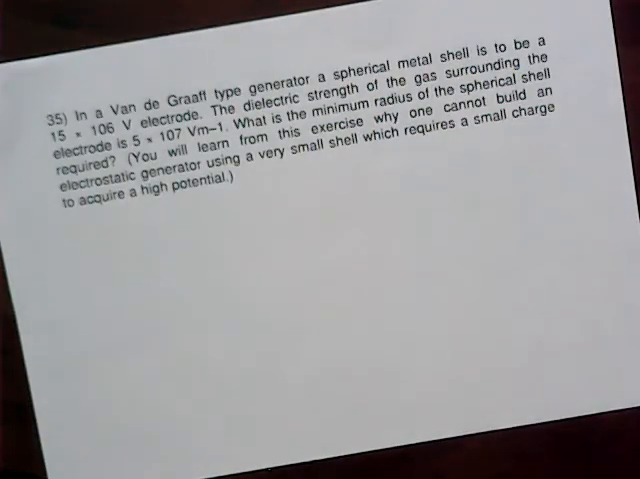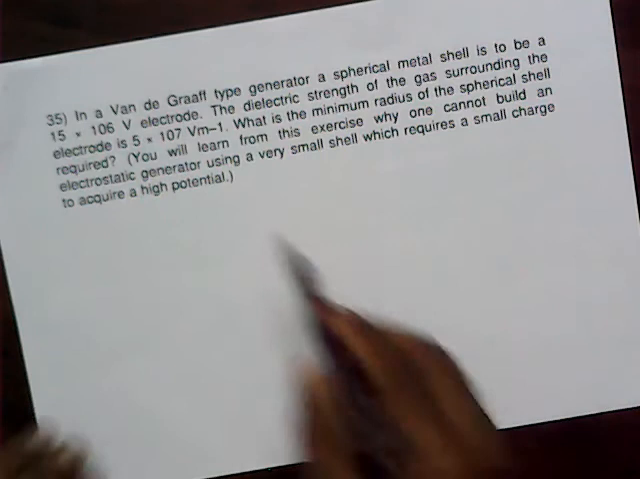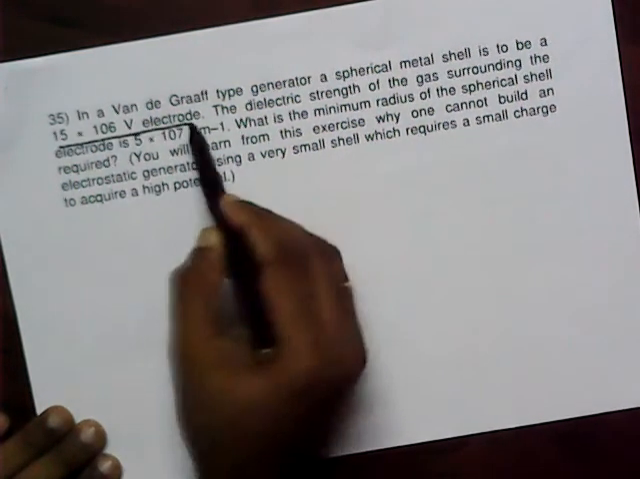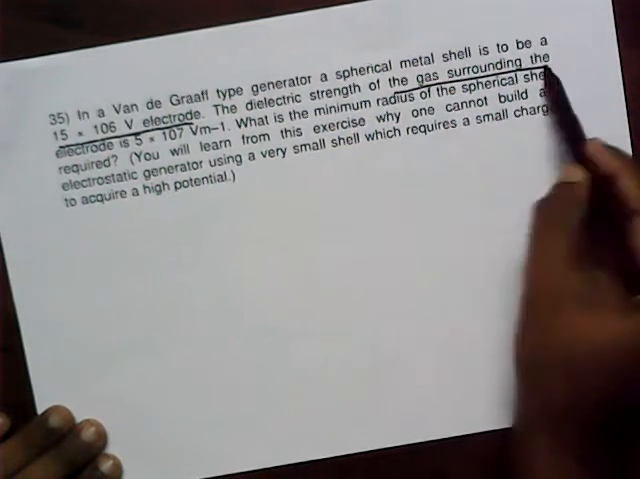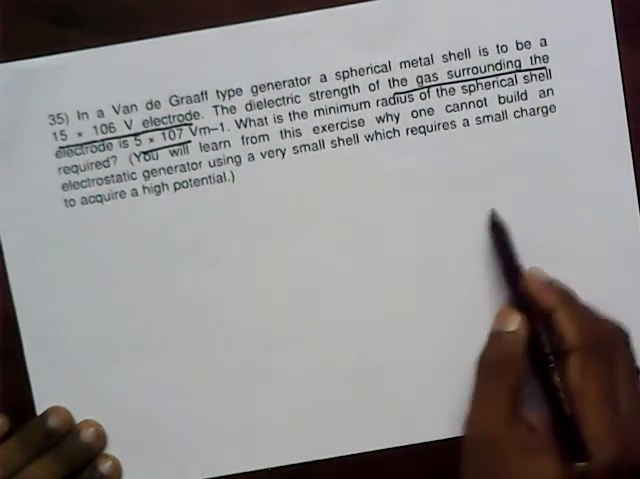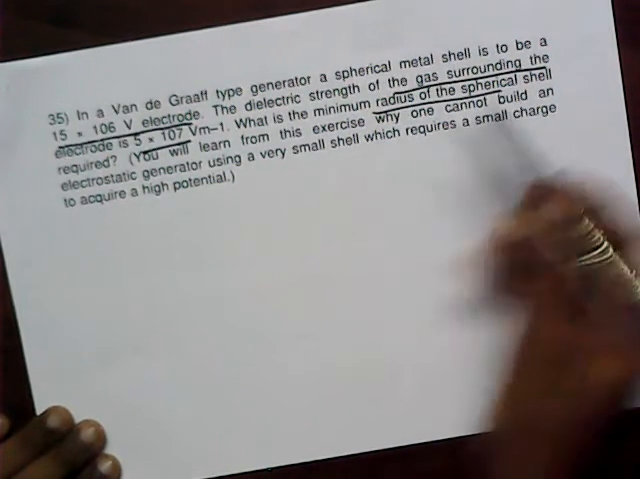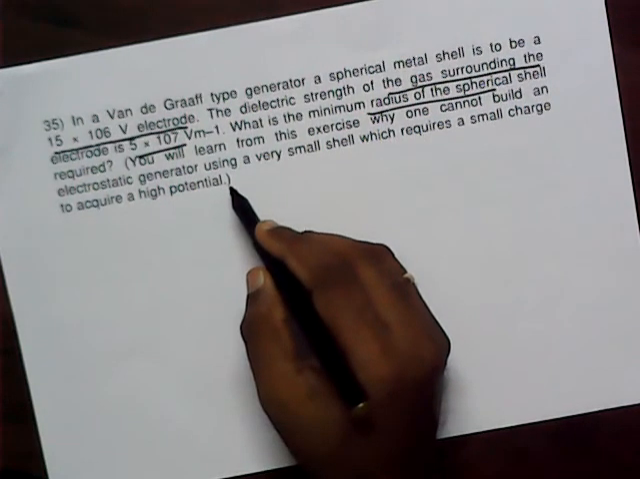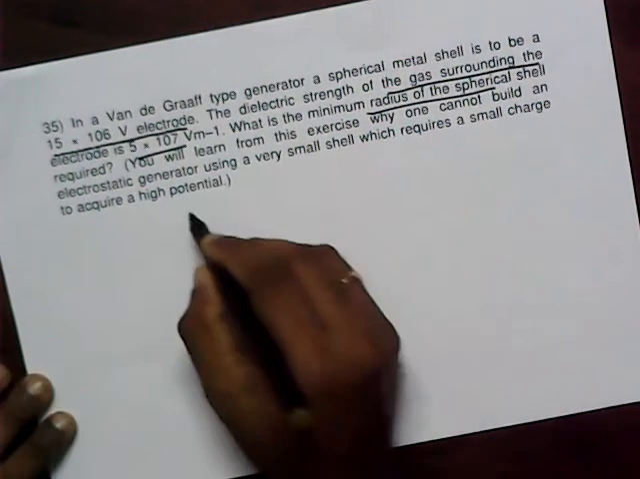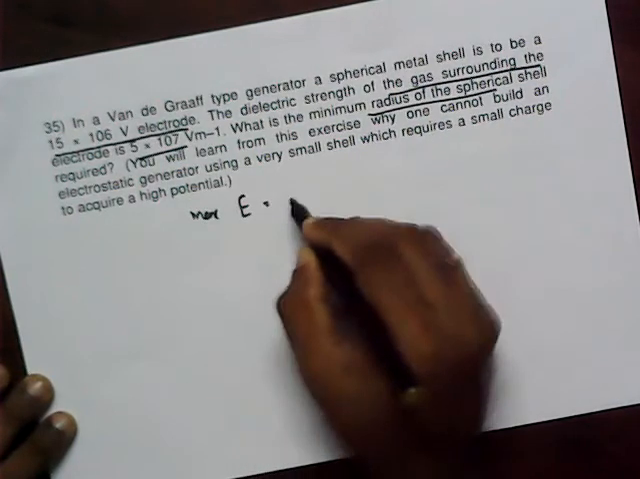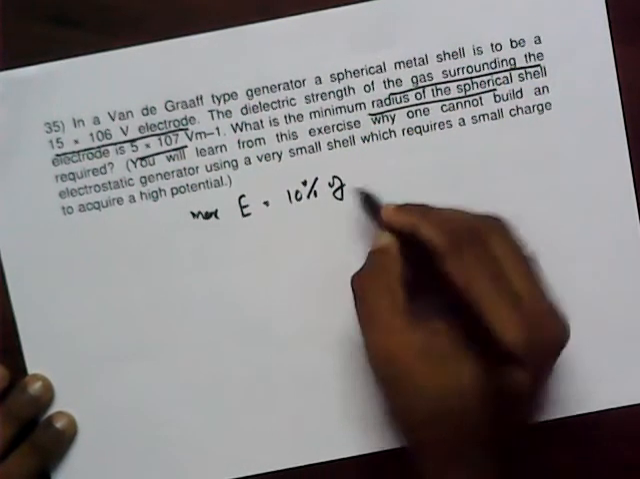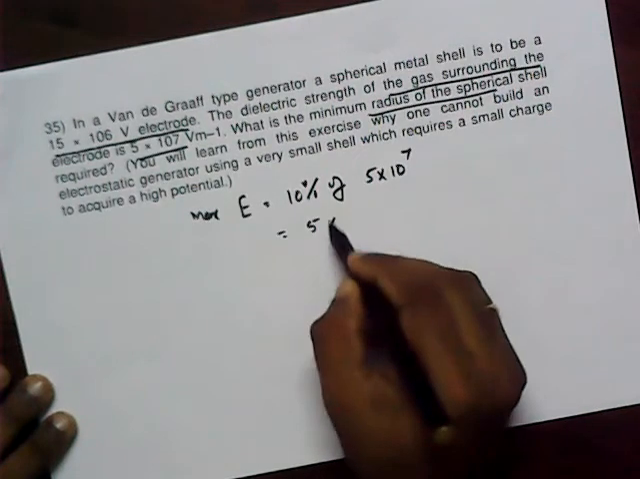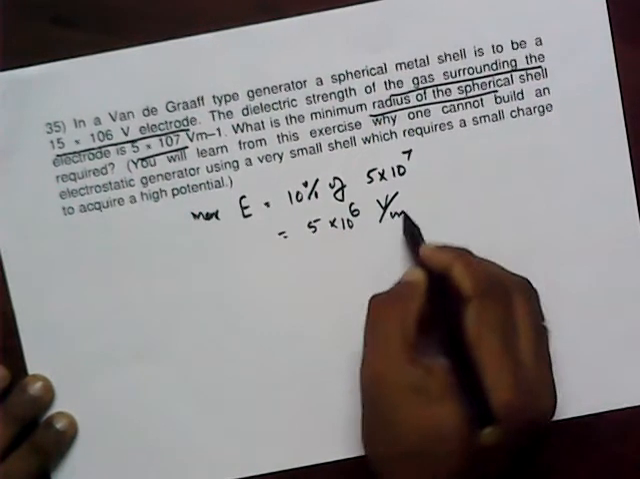Number 35. In a Van de Graaff generator with a 15×10⁶ volt electrode, the dielectric strength of the gas is 5×10⁷. Then what is the minimum radius required? While dealing with that concept, for safety, the maximum permissible electric field is 10% of that dielectric strength, that's 5×10⁶ volt per meter.